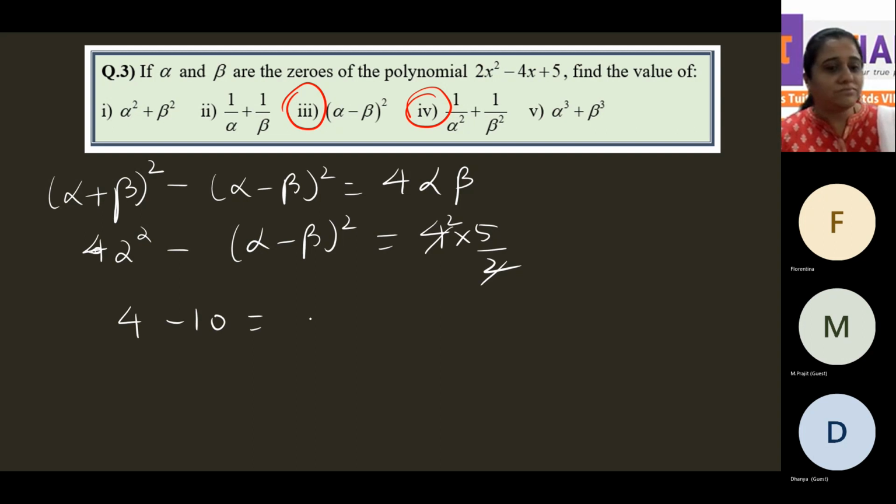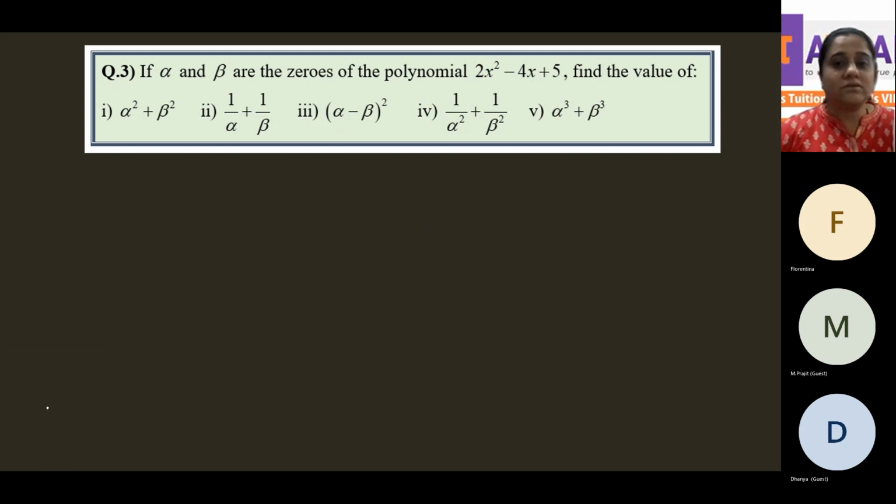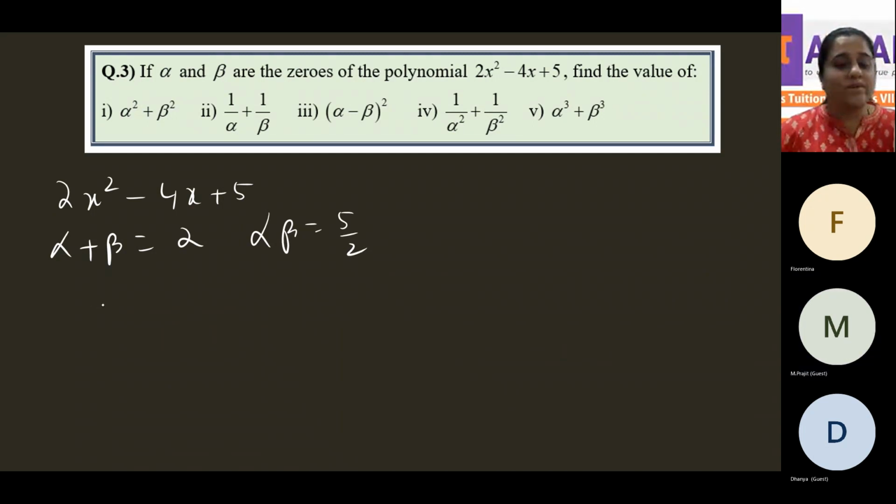Is equal to... are we getting it negative? It cannot be negative. 2x square minus 4x plus 5. What's alpha plus beta from this? Minus b by a, right? So it will be 2. And what's alpha beta? C by a, 5 by 2. So alpha plus beta the whole square, that is 4, minus alpha minus beta the whole square is equal to 4 alpha beta, 4 into 5 by 2.